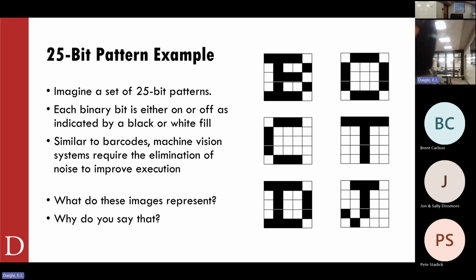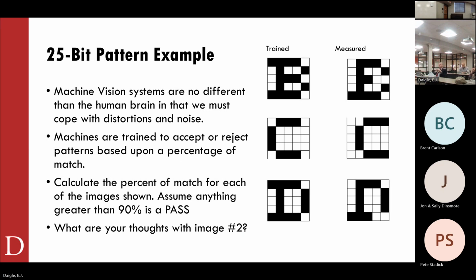Now, the beauty is in a machine vision system, when it comes to characters, many of these patterns are already trained, right? We have optical character recognition, we have barcode recognition. So we have a lot of things that are already out there that we don't have to train, but there's going to be some pattern training that we're going to do tonight to make this a little simpler. A machine vision system is no different than the human brain. We must cope with distortions and noise.